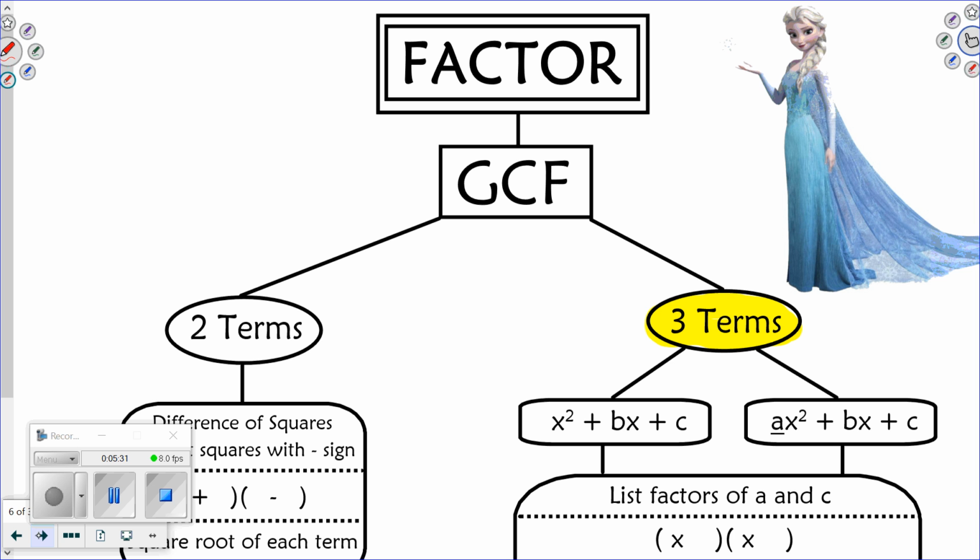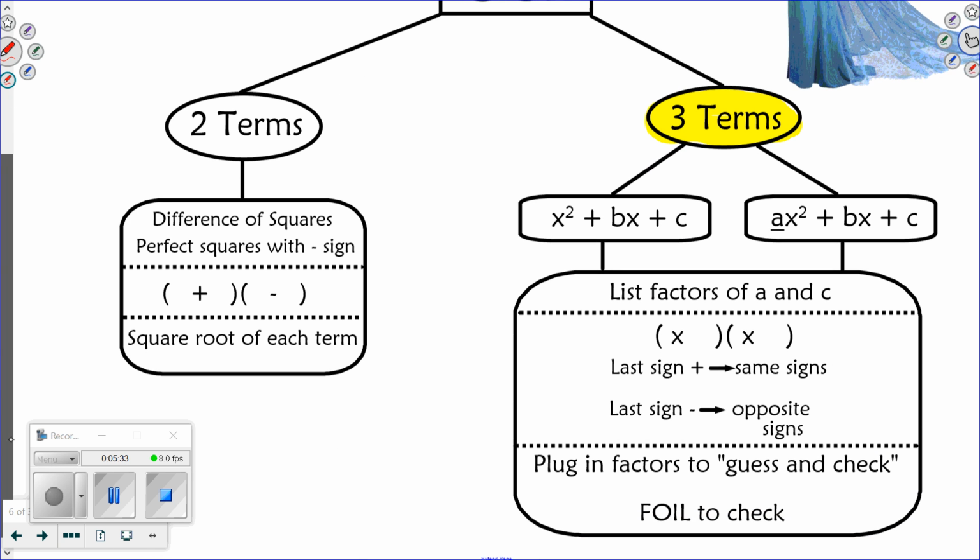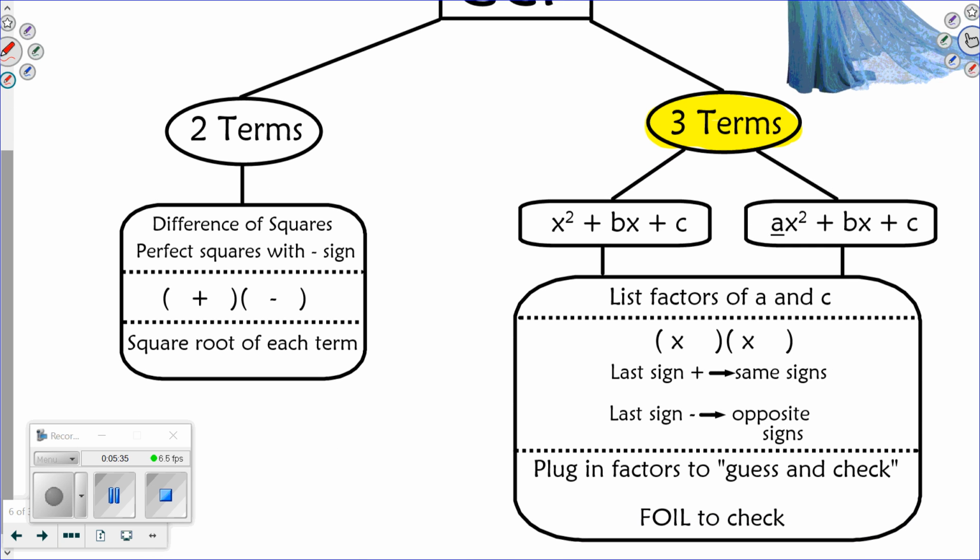And then we're going to get into today where we have 3 terms. 2 terms we'll get to next week. But 3 terms can fall into 2 different categories. The only difference, if you look in here, is they're always your x squared term, then your x, and then your c, or your constant. So you're going to have something x squared, something with an x, and then a plain number. They have to be in that order.